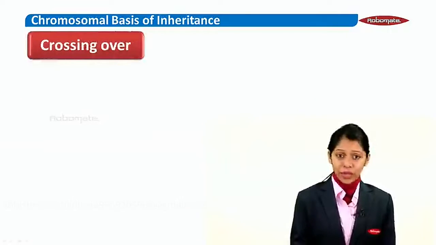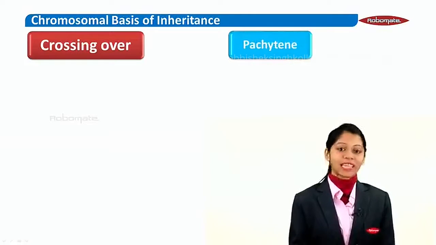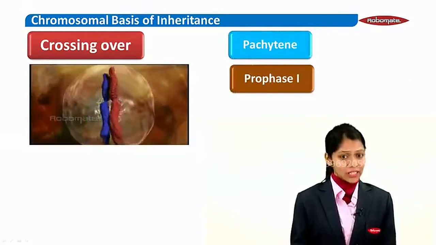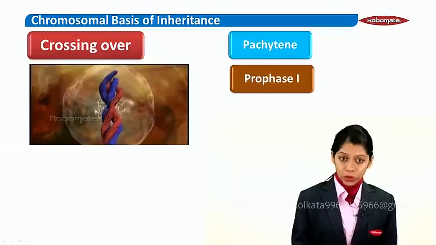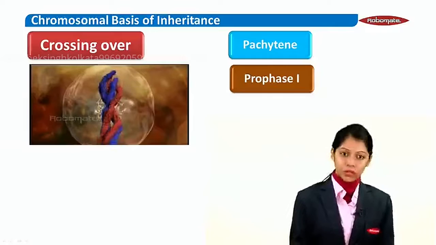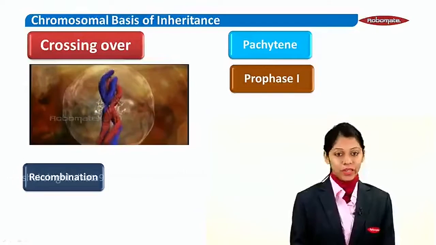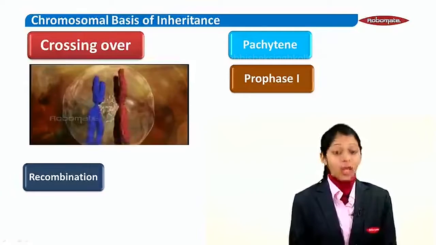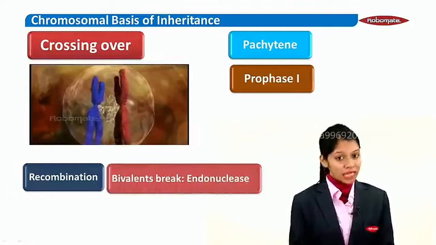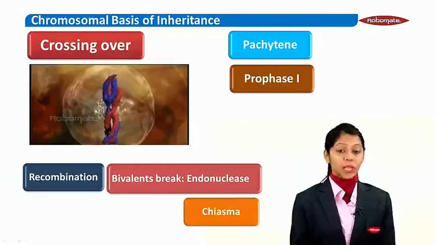The second phenomenon is crossing over. Now, what is crossing over? Crossing over takes place in the pachytene stage of prophase 1. In this stage, as you can see, the two chromosomes are exchanging genetic material and they are getting separated from each other. So first, they combine and exchange the genetic material, that is recombination. The point at which they are attached is broken down with the help of an enzyme called endonuclease. The point at which they are attached is known as chiasma.